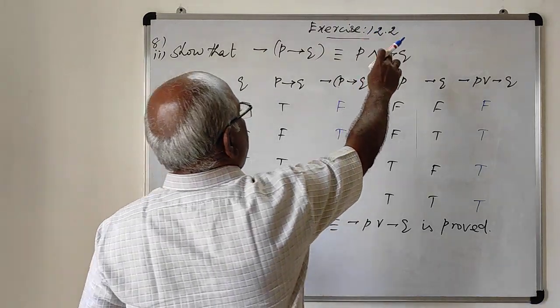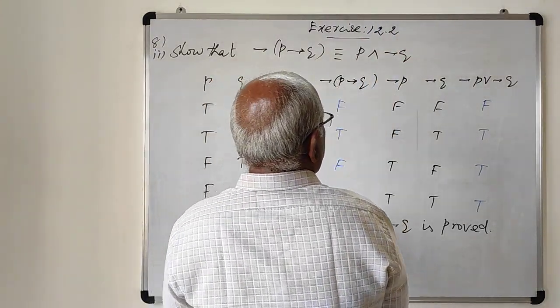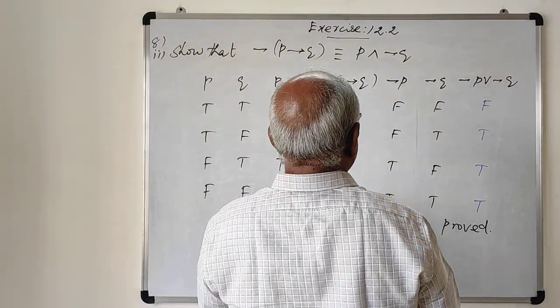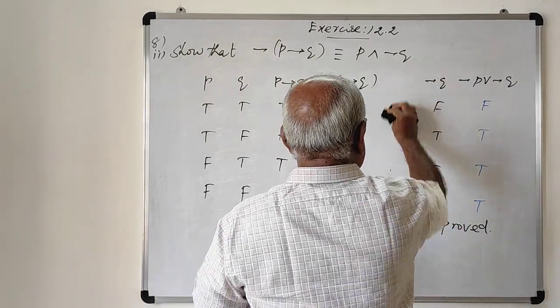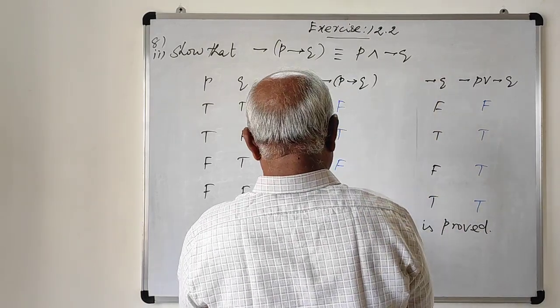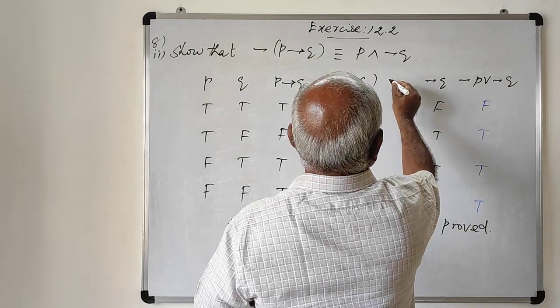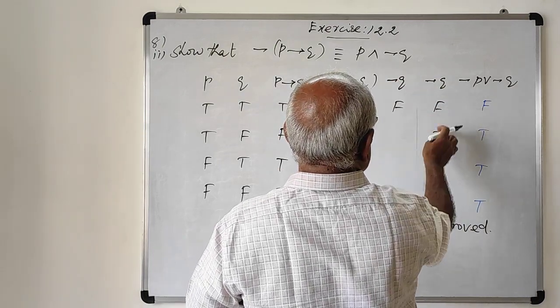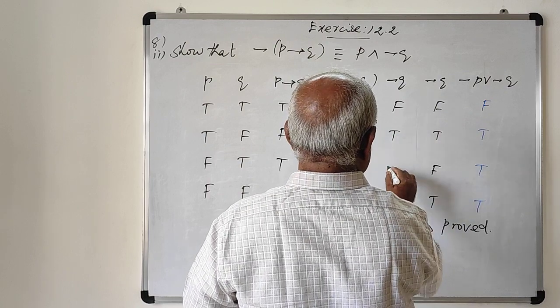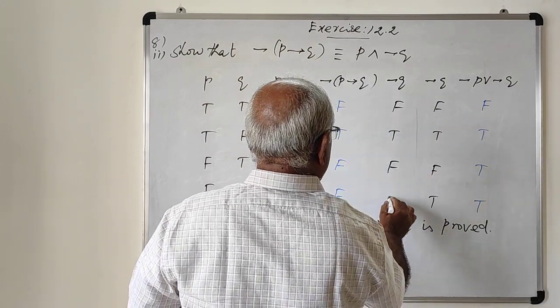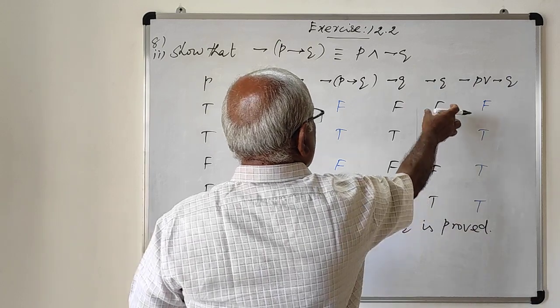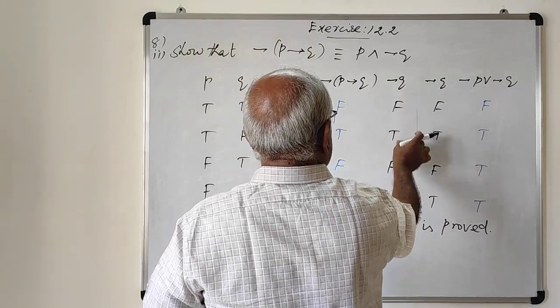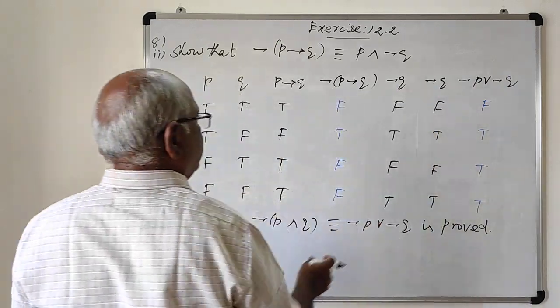And the next one, negation Q we want. We don't want negation P, but we want negation Q. Negation of Q is here, the same column F, T, F, T. Negation of F, T, F, T gives T, F, T, F. This is negation Q.